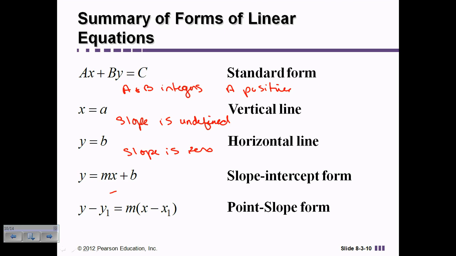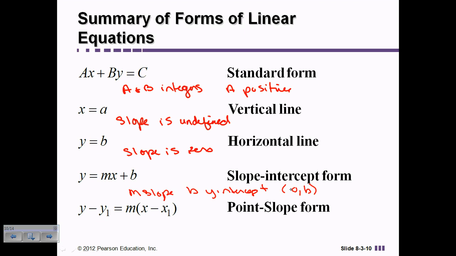Slope-intercept form is in the form y equals mx plus b. y is by itself. m and b could be decimals or fractions, so don't be alarmed by that. So m and b are real numbers. m is the slope. b is the y-intercept. And so b should be in the form (0, b).